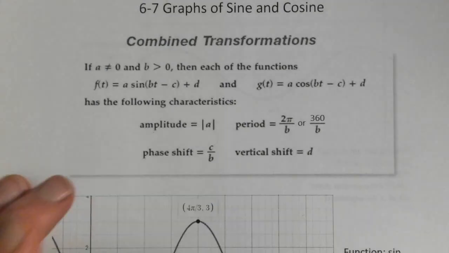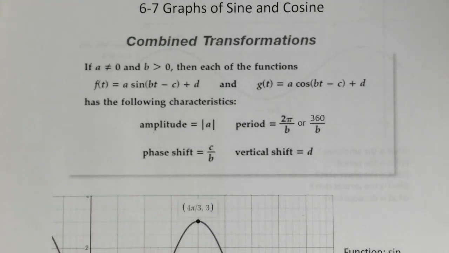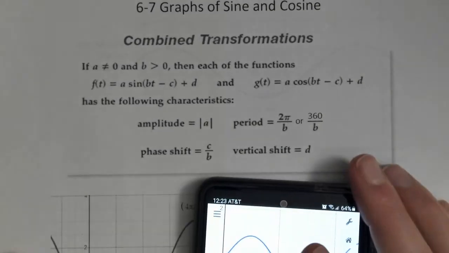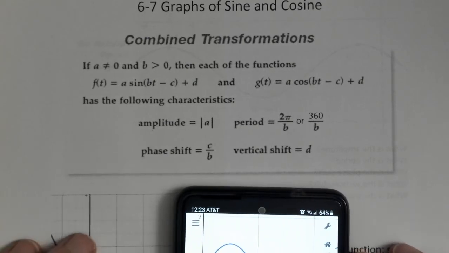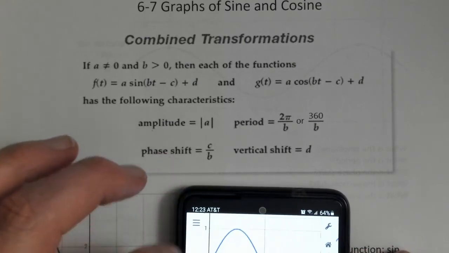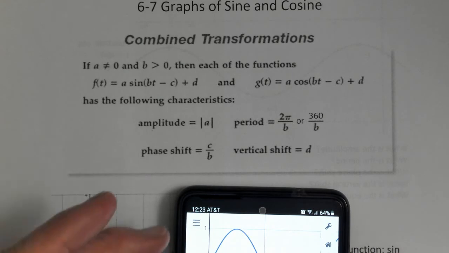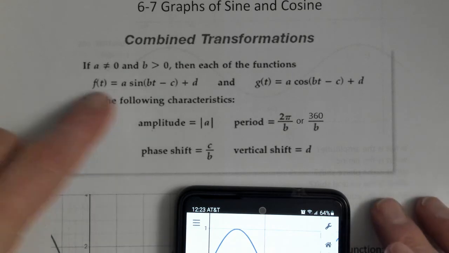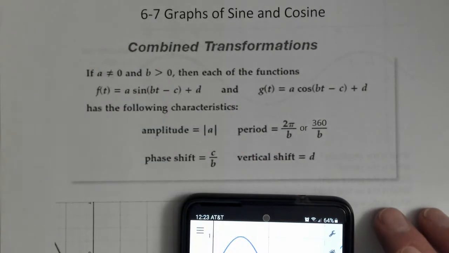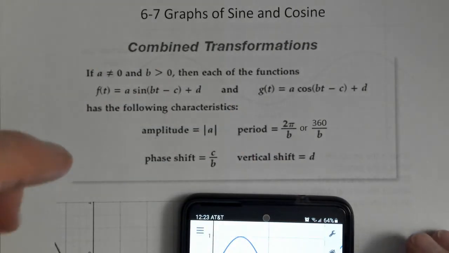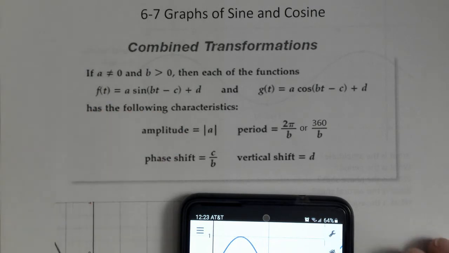Right here I've got a standard sine function graph, and you can see the 2 pi period. You can see the amplitude is 1 because the value of A would be 1, the period is 2 pi, and there's no shift either vertically or horizontally, so there's no phase shift here. But let's see what happens if we start to change some things.